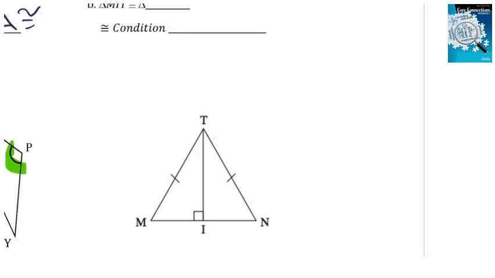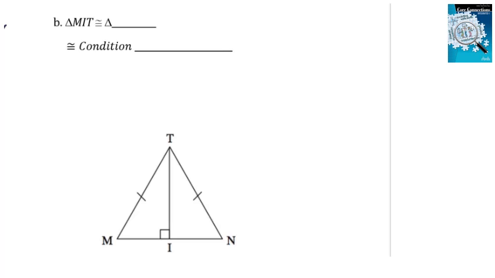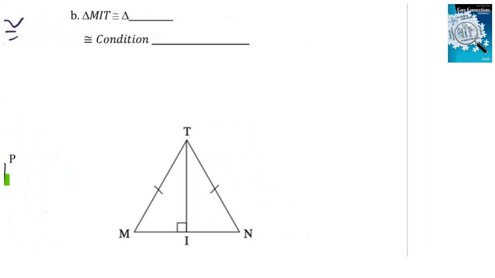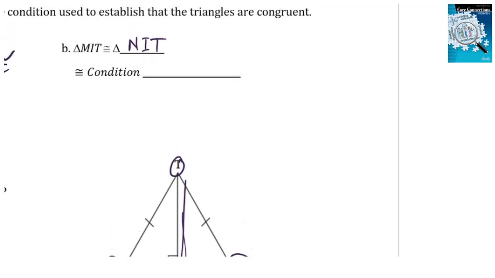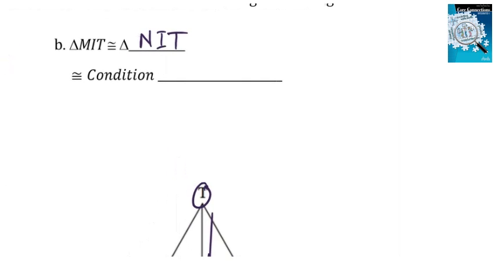And then in B, triangle MIT is congruent to triangle blank, blank, blank. So MIT is going from this to the right angle and then straight up to here. So we'll do the same thing for the other triangle, N to the I and then up to the T. So it's triangle NIT, N, I, and then T. So triangle MIT is congruent to triangle NIT.